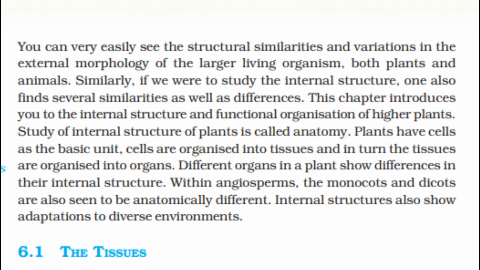Plants have cells as the basic unit. Cells are organized into tissues, and in turn the tissues are organized into organs. Different organs in a plant show differences in their internal structure. Within angiosperms, the monocots and dicots are also seen to be anatomically different. Internal structures also show adaptations to diverse environments.